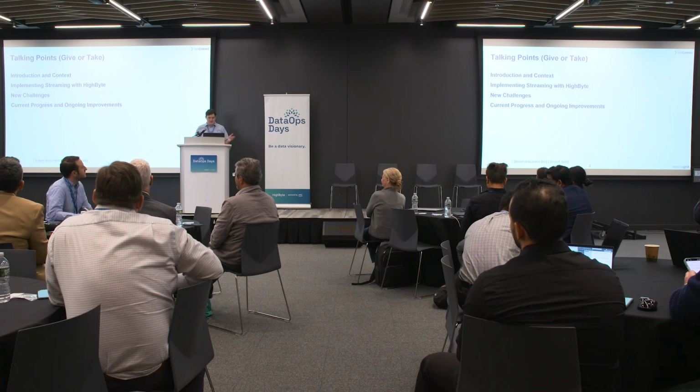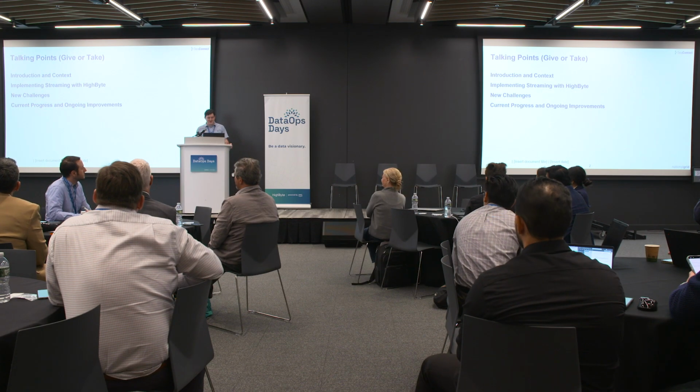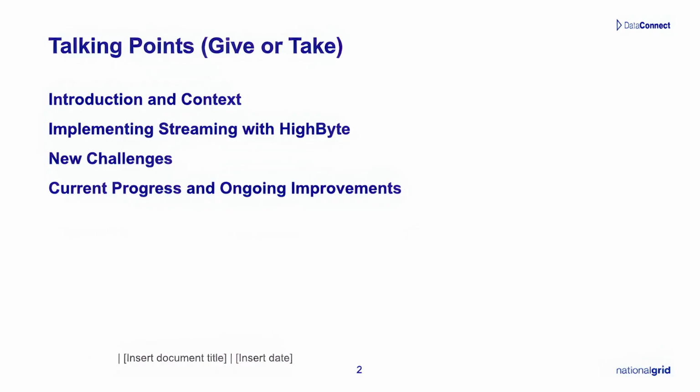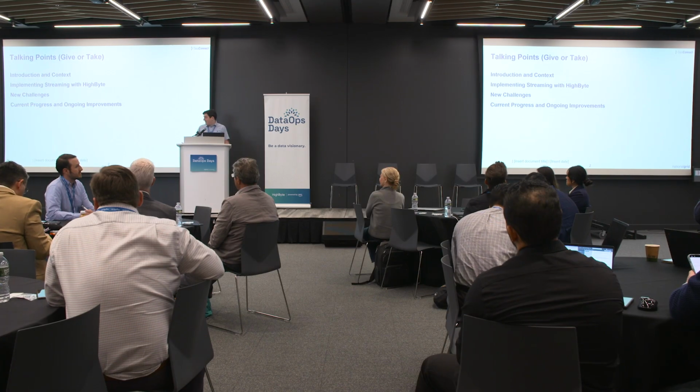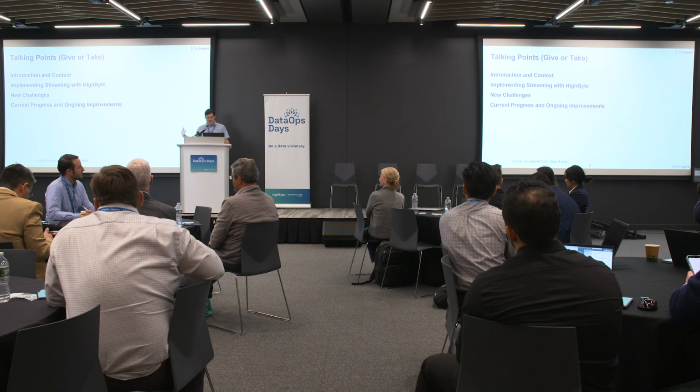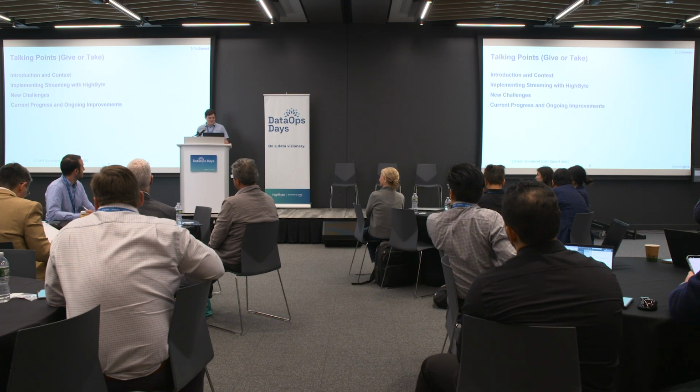I'll switch over to the general structure of this. I'm going to give some context for the problem statement, the business problem that we were trying to solve by bringing in HighByte, go over a little bit about how we implemented that, and then get into what's next and what we're still trying to work through. I'm going to mostly stay not too technical. If we get into technical questions later, great, but I'm just trying to stay at a business perspective for the most part.